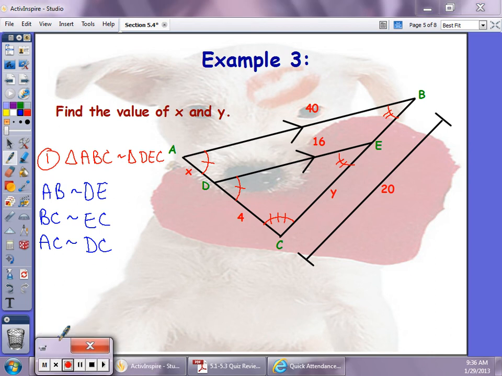The next thing I'm going to do, as my second step, is find the scale factor. Looking at the triangle, I know that AB is similar to DE. I know that AB has a length of 40 and DE has a length of 16. So if I simplify, I know the scale factor from the larger triangle ABC to the smaller triangle DEC is 5 to 2.